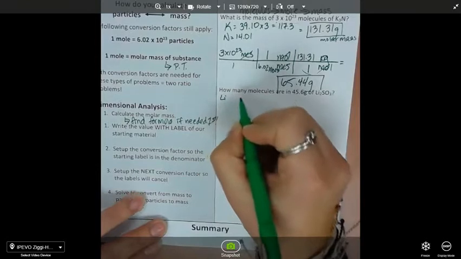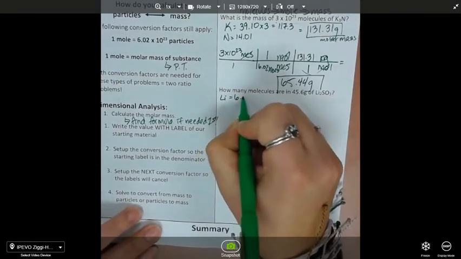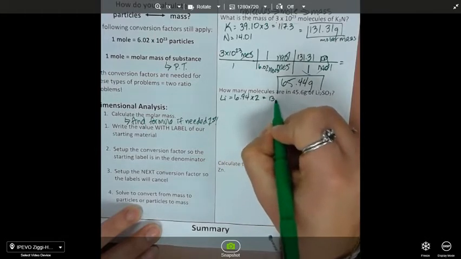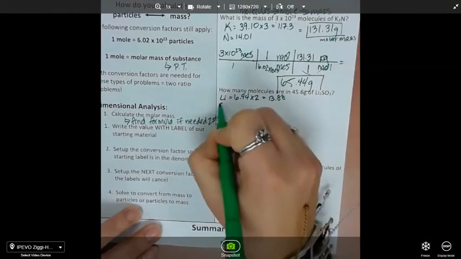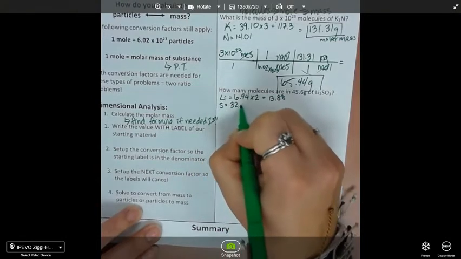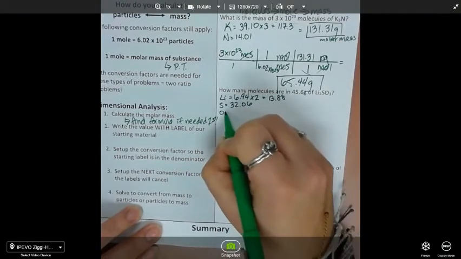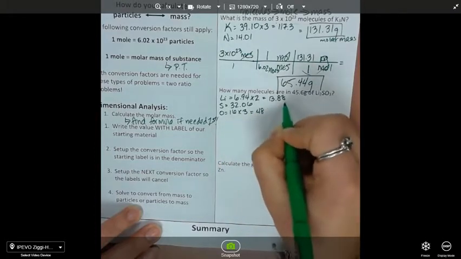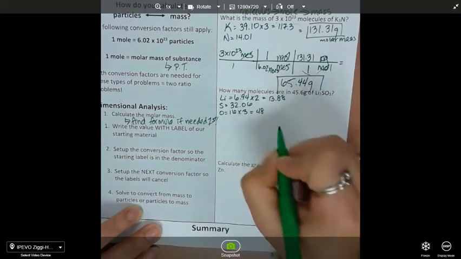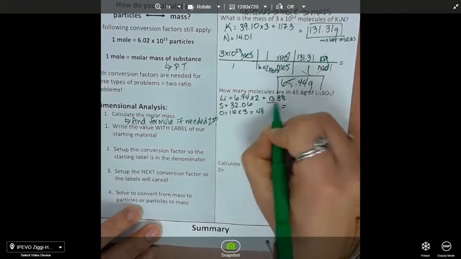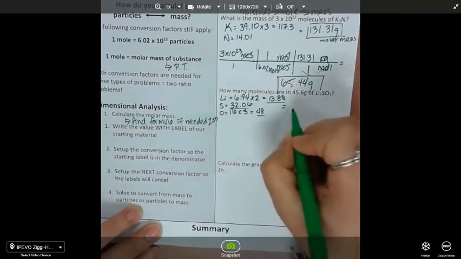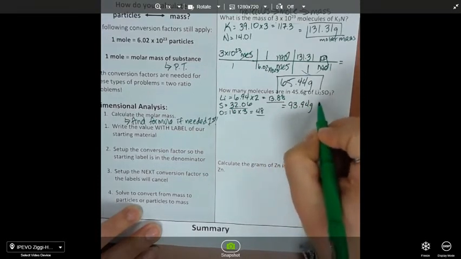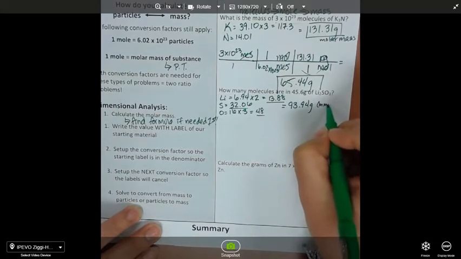So Li is 6.94, and we have 2 of them. So that is 13.88. S, we have 1 of them, which is 32.06. And O, which is 16, and we have 3 of them, that's 48. So 13.88 plus 32.06 plus 48 equals, if we add all 3 of these numbers up, 93.94 grams. This is our molar mass. I'm just going to do mm for molar mass.